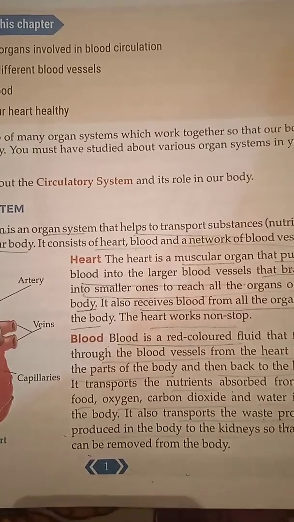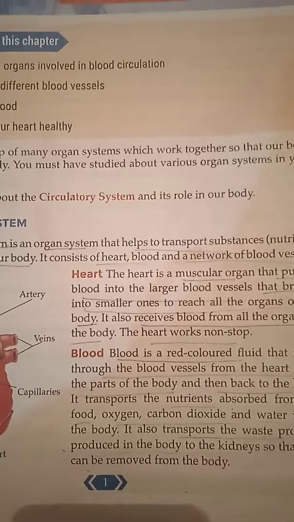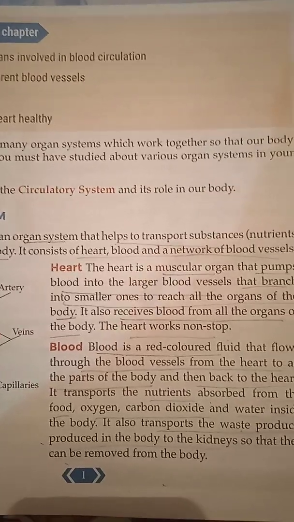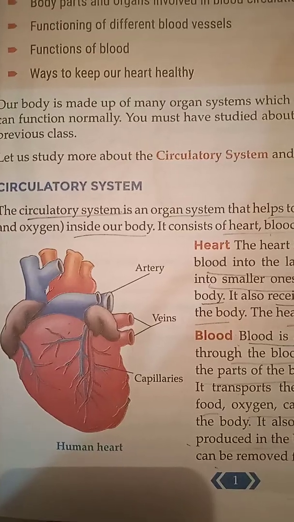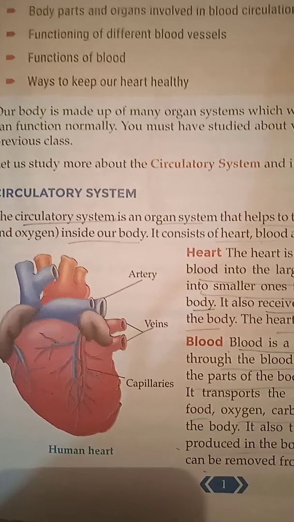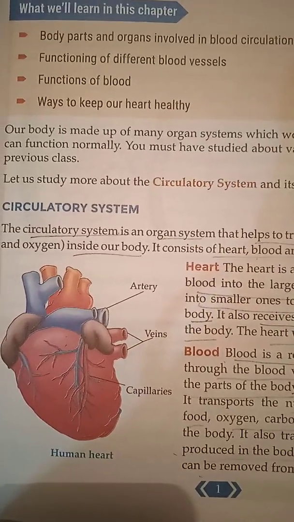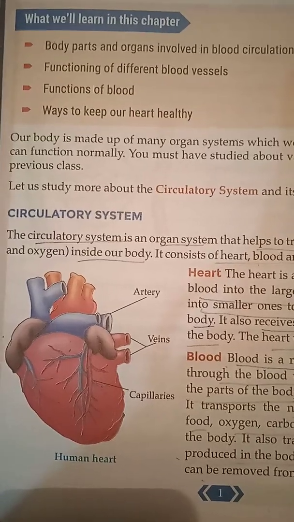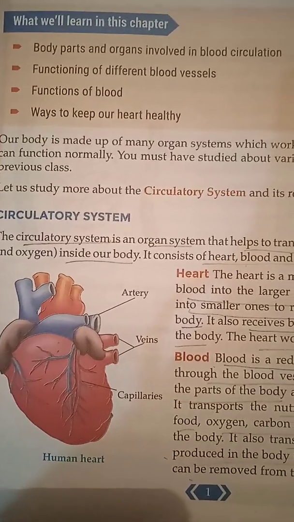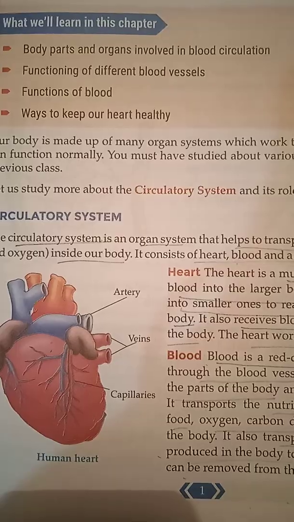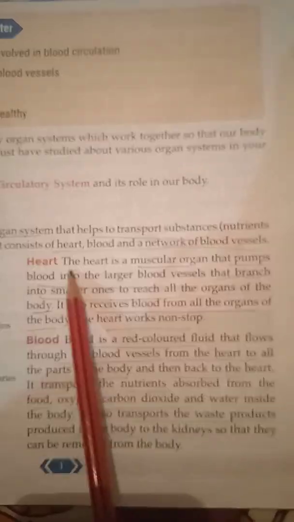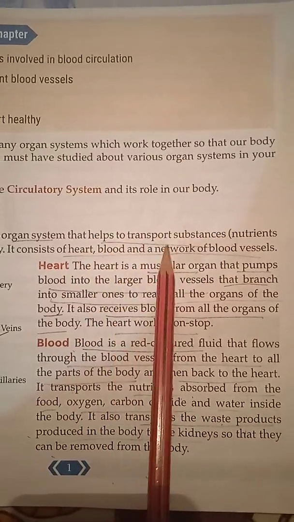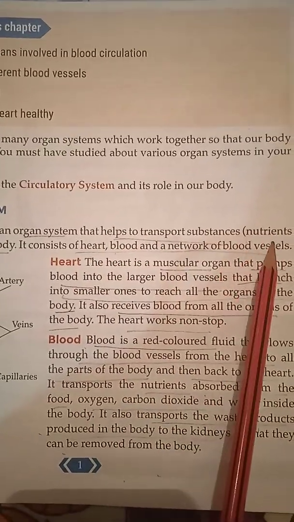So this circulatory system is also a kind of organ system, and this circulatory system is responsible for transportation of substances to different parts of the body. Okay, so first we are going to deal with what are the parts of the circulatory system. So circulatory system consists of heart, blood and a network of blood vessels.